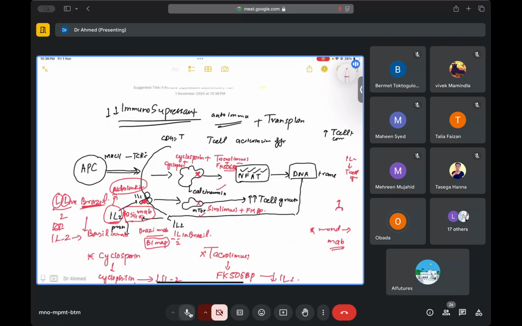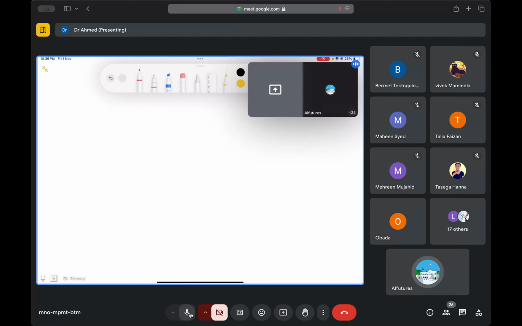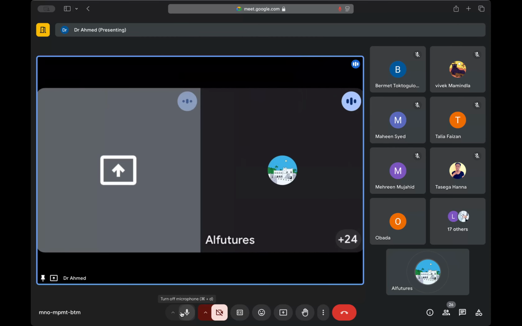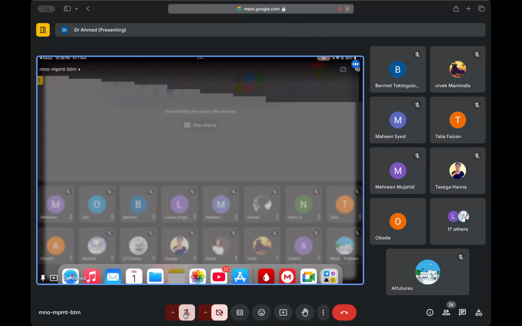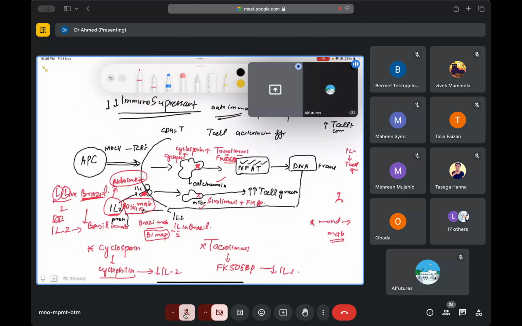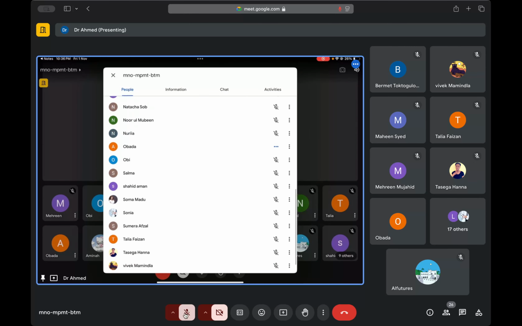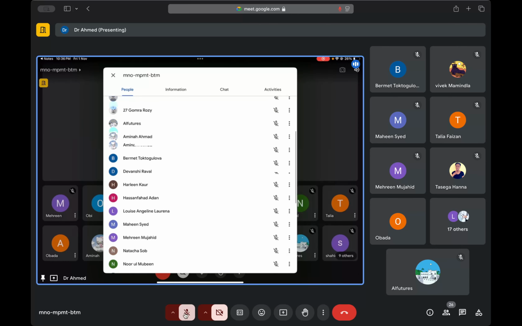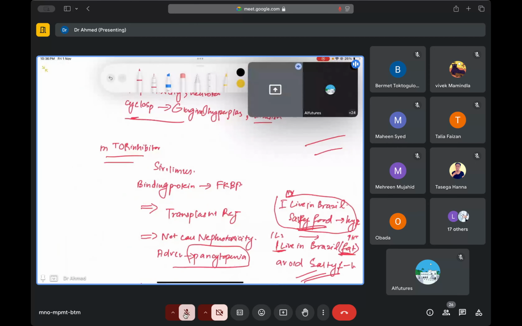Anyone who can give us an overview of this complete pathway? I'm just hiding it. Dr. Ramiz, are you here? Dr. Ramiz was requesting these immunosuppressants. So where is Dr. Ramiz? Okay, he's absent. Anyone else? Dr. Zainab, can you give us an overview of these immunosuppressants?